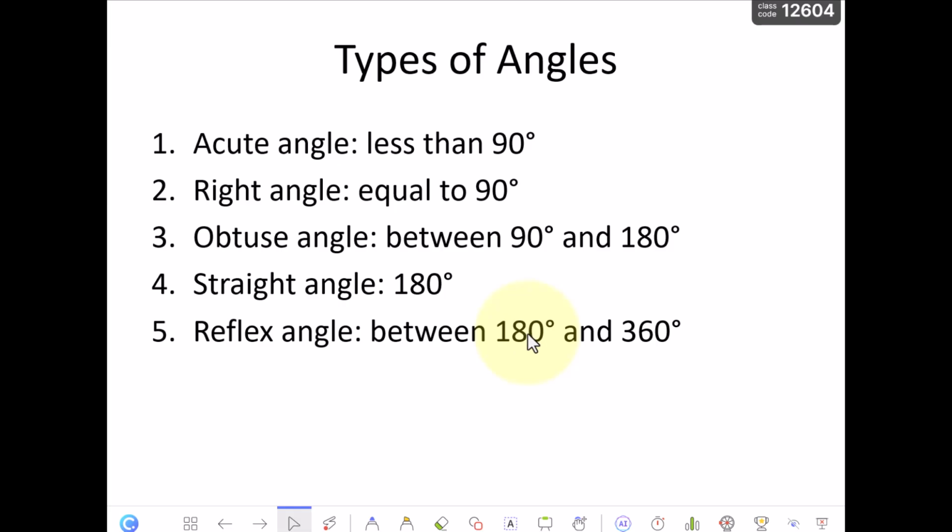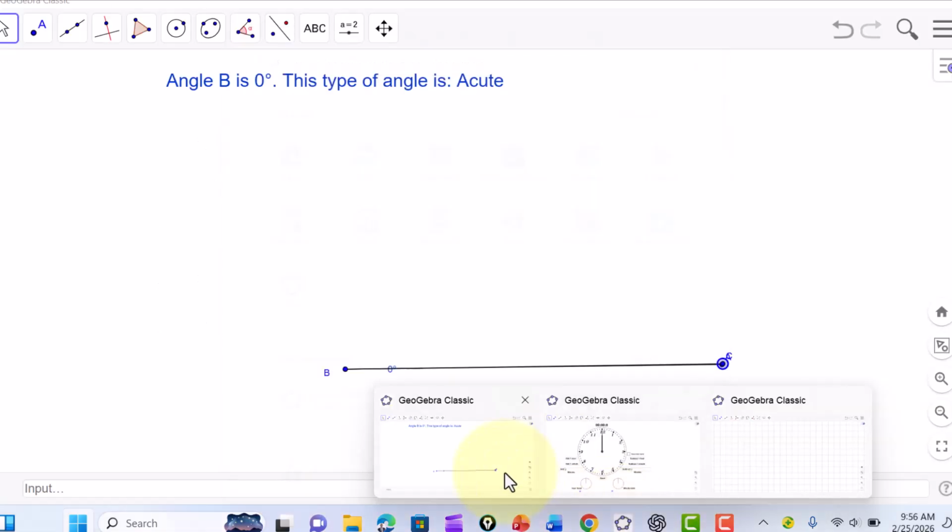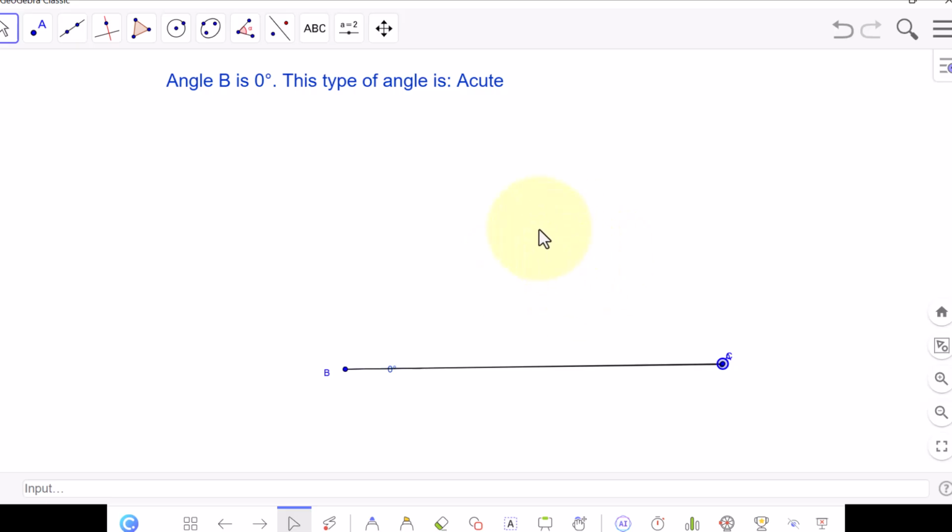That is from 181 up to 359. That is a reflex angle. Then when you get to 360, you start the process again: 0, 1, 2, 3, just like that. So take note. Before we go to naming an angle, let me show us the applet I designed for this lesson.